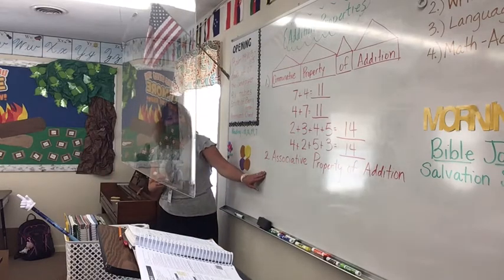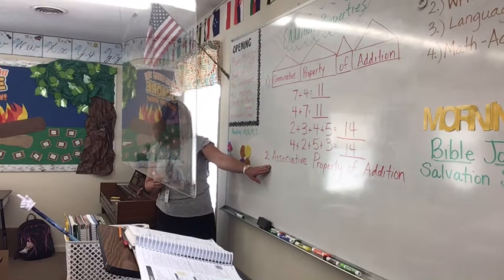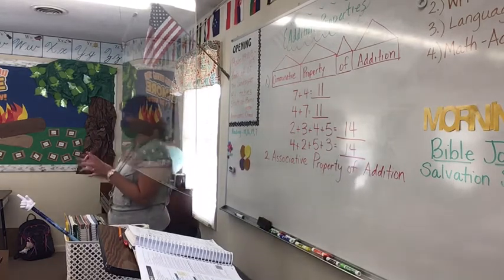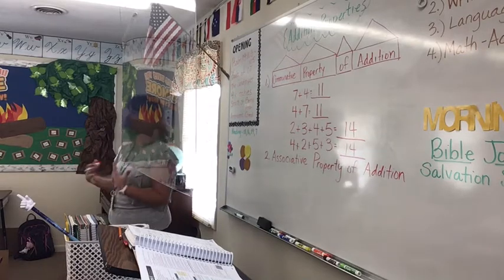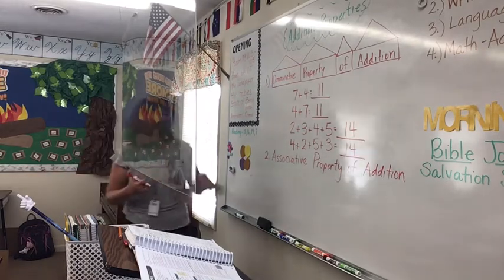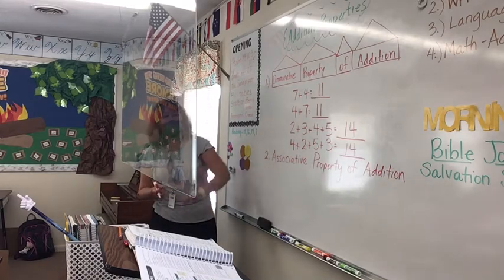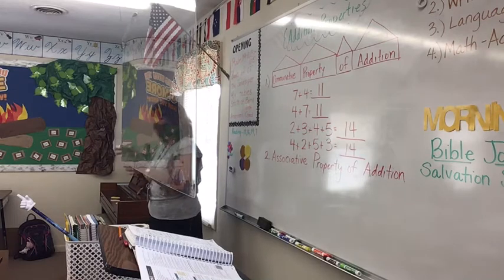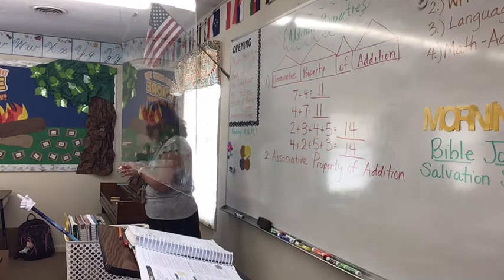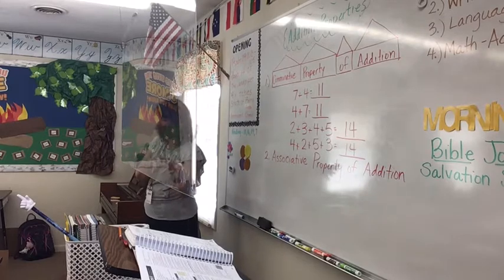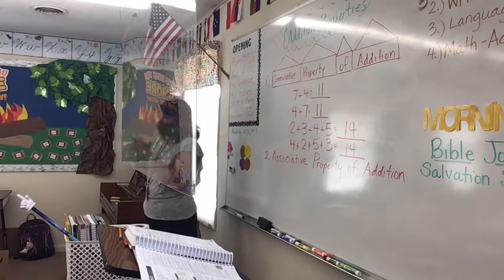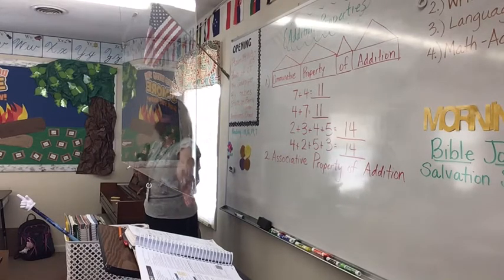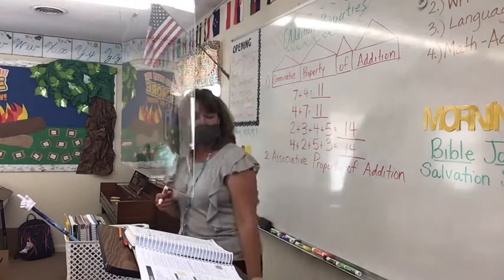So what this means is that when you associate with somebody, that means they're like your friends. They're your buddies. You associate with them. So the associative property of addition means if you have a math problem and you associate these numbers together and then add it all up, and then you change who's the friends and associate different numbers, it should still have the same amount.